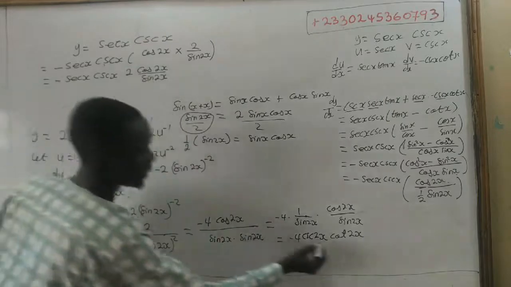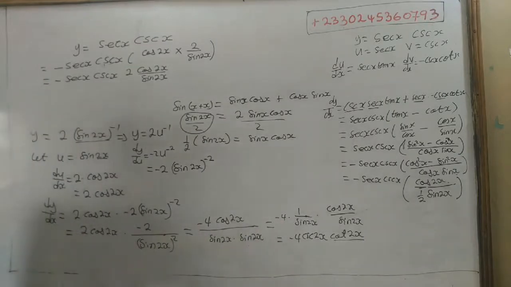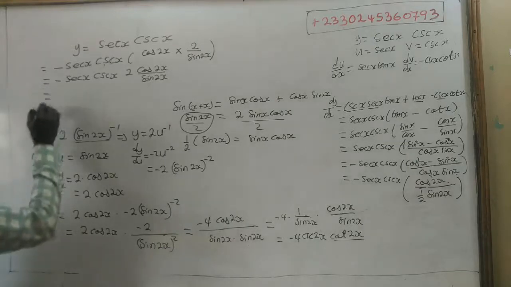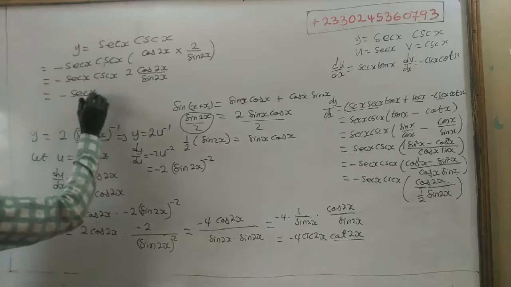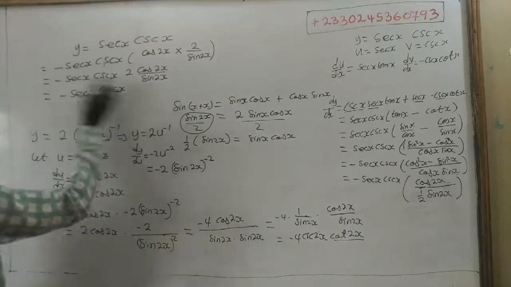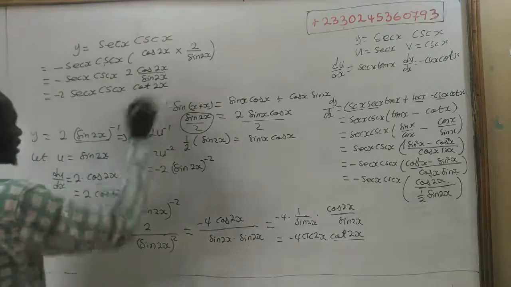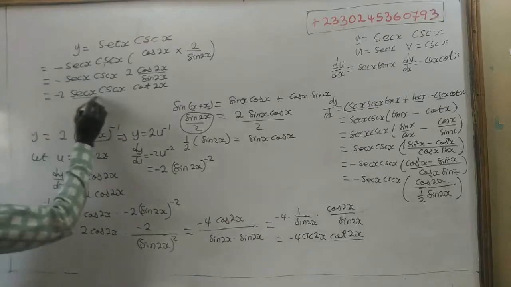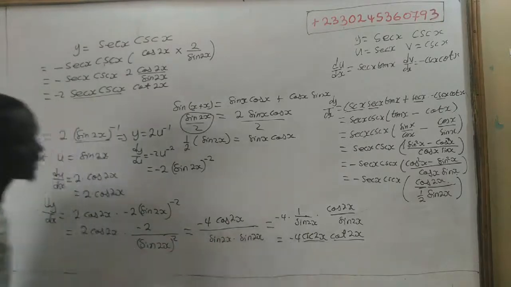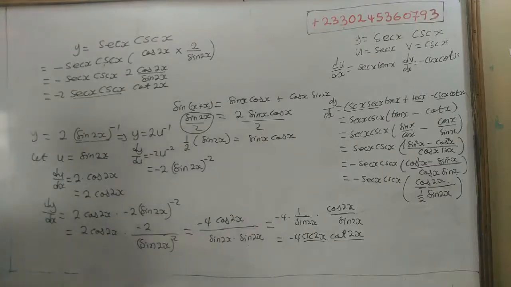And you see that we have the cotangent there, right there in the answer. Okay, let's move on and see. So this will give us minus secant x cosecant x. We are bringing the 2 here, minus 2, and this will become cotangent 2x. Now how do we simplify this to get cosecant 2x? Let's see.